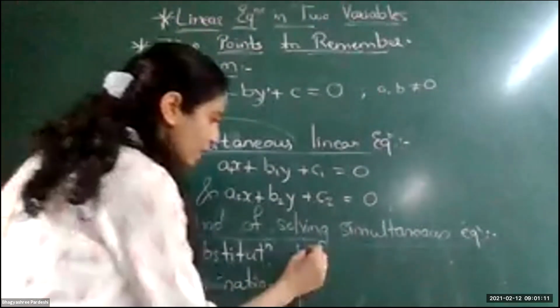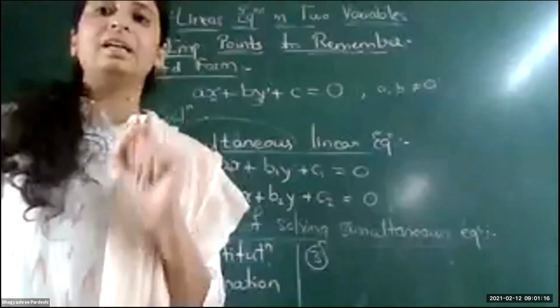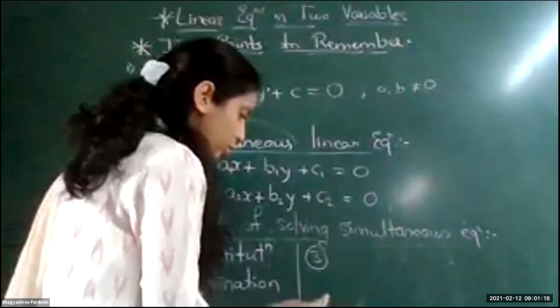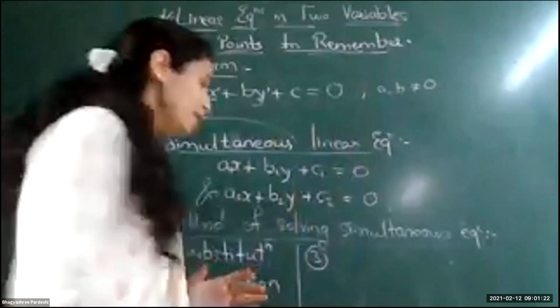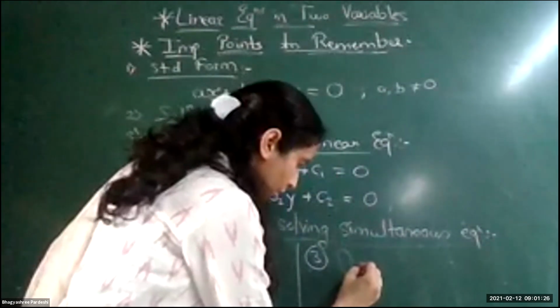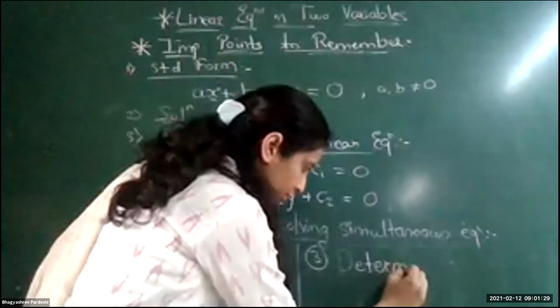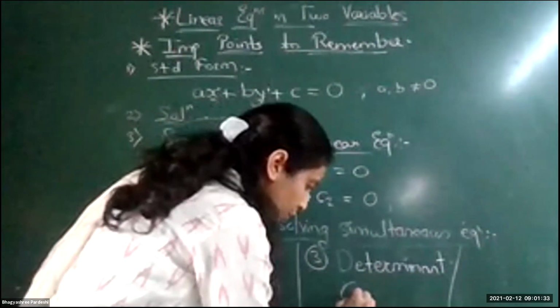And the most important one is the determinant method, which we also call Cramer's method or Cramer's rule. This is very, very important, not only up to your 10th standard, but for the higher classes also. This determinant method, or Cramer's rule, is very important.